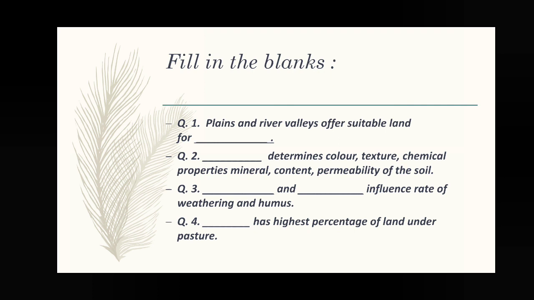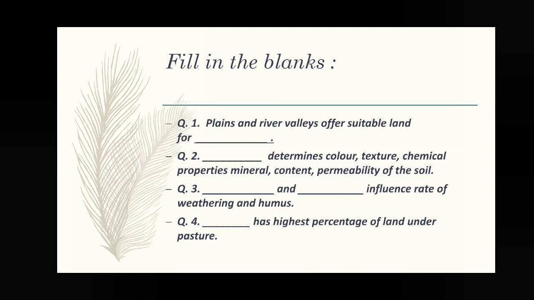This is the hint. Question number 2: dash determines color, texture. Texture means the size of the soil particle, chemical properties, mineral content, permeability. Permeability means water movement capacity, how the water can penetrate through the soil layer. That is called the permeability of the soil. So here you have to write down the name of the factor which determines these. We have already discussed the soil forming factors. From there you have to choose for question number 2.